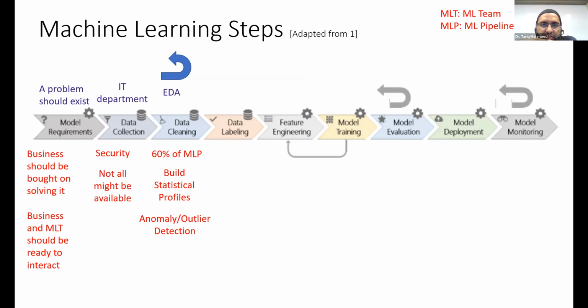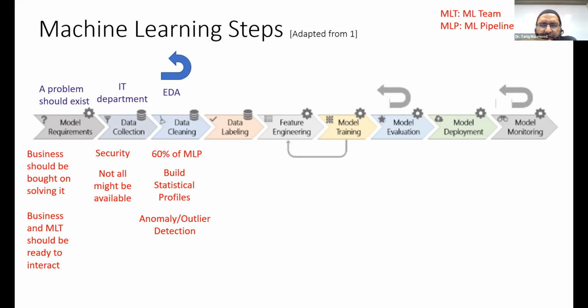So if you start at the left of the diagram, the first thing that you need to have in a machine learning scenario is a problem. We just don't do machine learning for the sake of it. We must have a very concrete problem which is being faced by the business, and the solution to that problem requires you to learn a forecasting model or a predictive model. For example, you want to forecast the sales for some reason. So the business should have the mindset to solve it, and the business and the machine learning team should be ready to interact with each other.